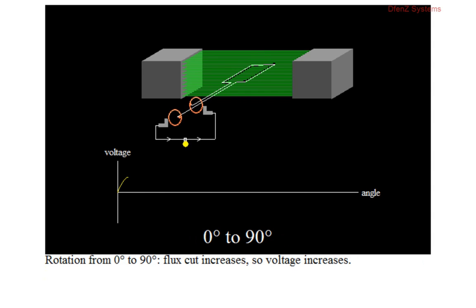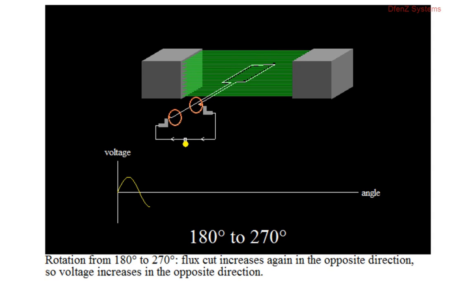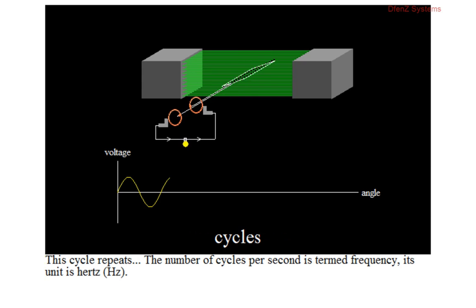From 0 to 90 degree, flux cutting increases, so voltage increases. From 90 to 180 degree, flux cutting decreases, so voltage also decreases. From 180 to 270 degree, flux cutting increases again in the opposite direction, so voltage also increases in the opposite direction. From 270 to 360 degree, flux cutting decreases, voltage also decreases. This cycle repeats at a regular frequency.